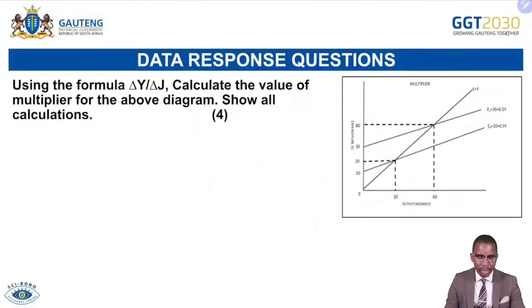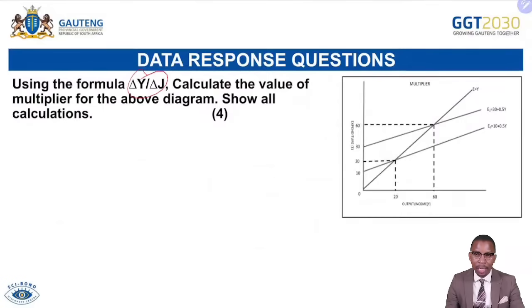Using the formula change in income divided by change in injection, calculate the value of the multiplier from the above diagram. Show all calculations. Here we are not using the formula K equals 1 over 1 minus MPC, or K equals 1 over MPS. We are using change in income divided by change in injection. So let's check. You have income on this side and injection on this side. You need to show all steps.